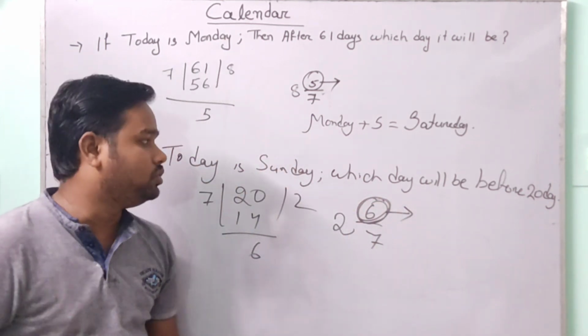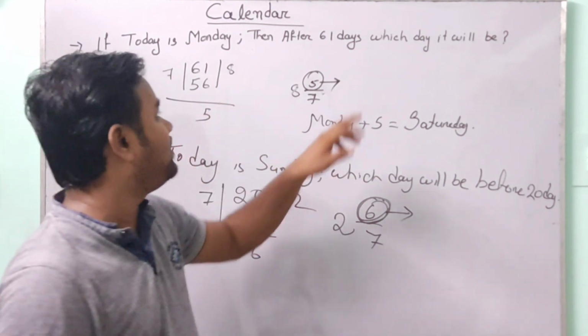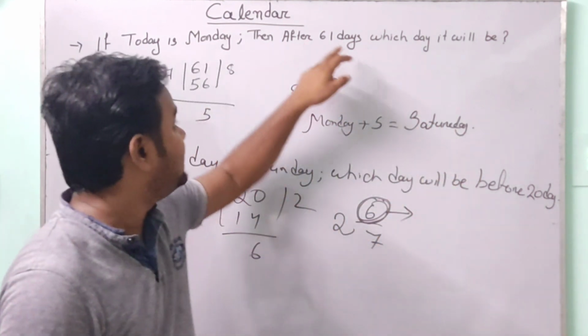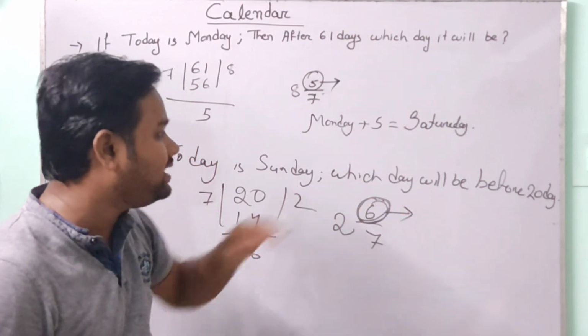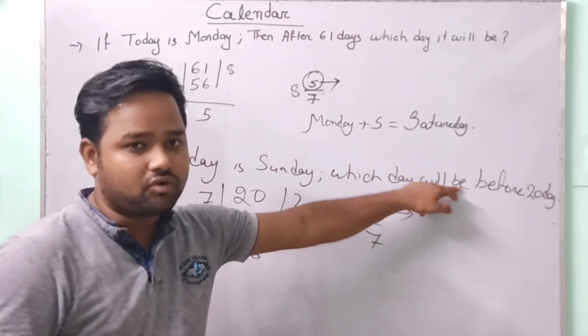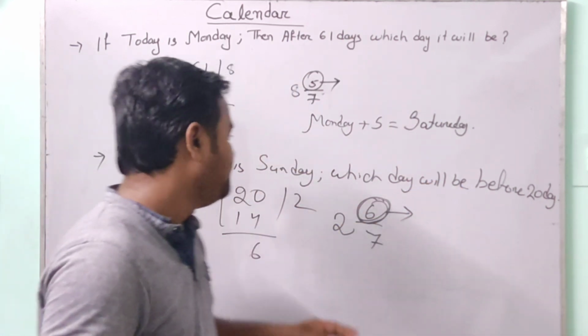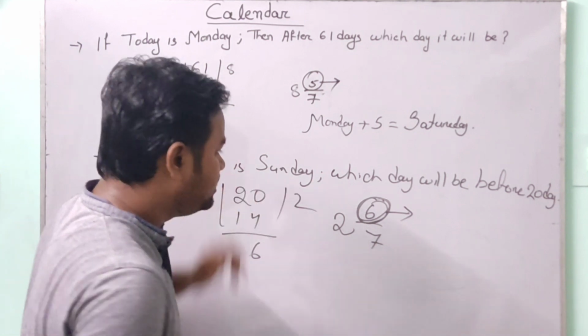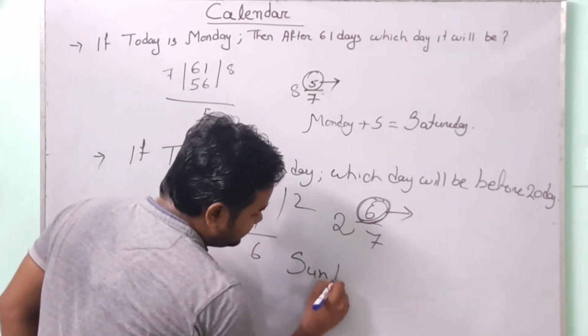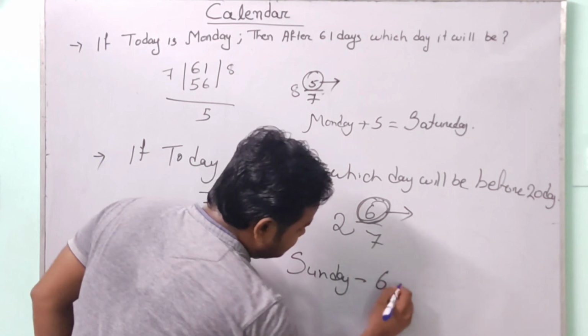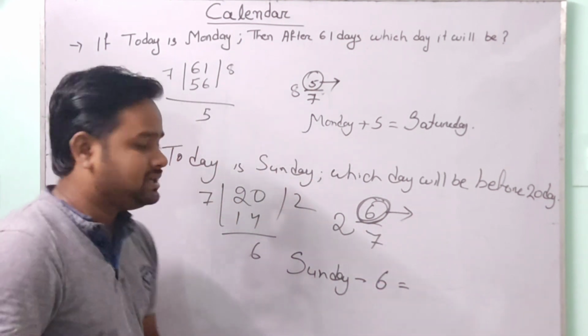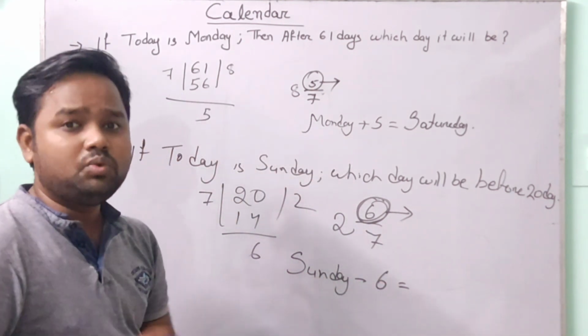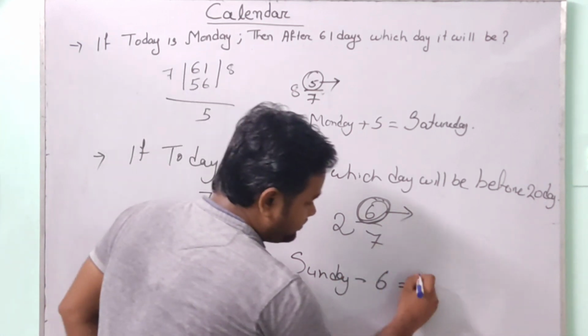Here, what do we have to do? In the previous question, it was given what is the day after 61 days. But here it is given 20 days before. Before means we have to do minus. The question is given as Sunday, so I have to do Sunday minus 6. Sunday minus 6 means 6 days before Sunday, which is Monday.